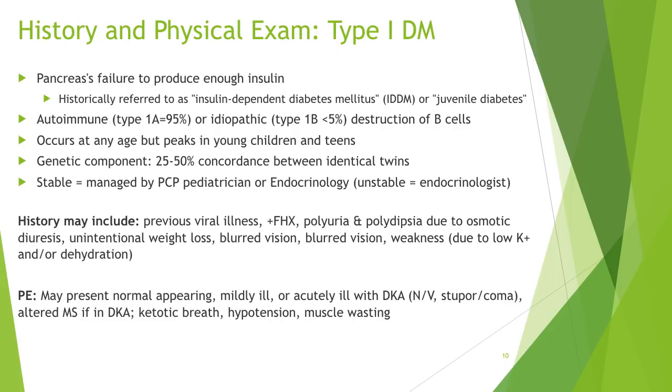Type 1 diabetes used to be referred to as insulin-dependent diabetes mellitus or juvenile diabetes. But essentially what we see here is that there's a failure of the pancreas to produce enough insulin. About 95% of these patients have an autoimmune cause where there's destruction of B cells, and the other 5% is idiopathic. It generally occurs in children, young children and teens, but it can occur at any age, and there is a known 25 to 50% concordance with the genetic component.